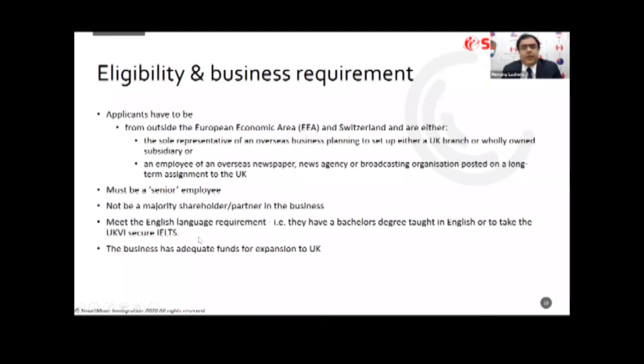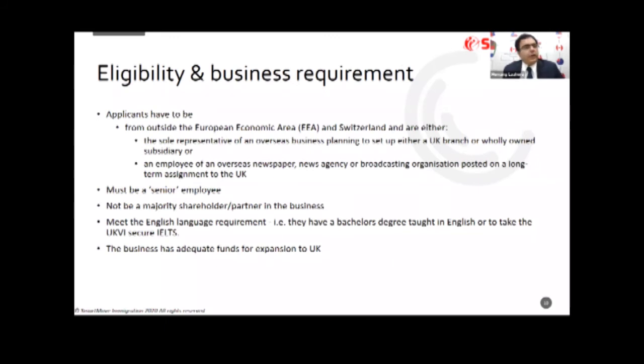Now, the key criteria that also comes up a lot of times is that the business has to have adequate funds for expansion in the UK. Now, when we look at the terminology to say that, adequate funds, there's no definition of what adequate entails. But what the Home Office is looking for is, what are your plans for the business in the UK? If you say that I want to set up a factory, or if I want to set up a bigger operation, then obviously the Home Office will say, okay, how much money are you showing for that?